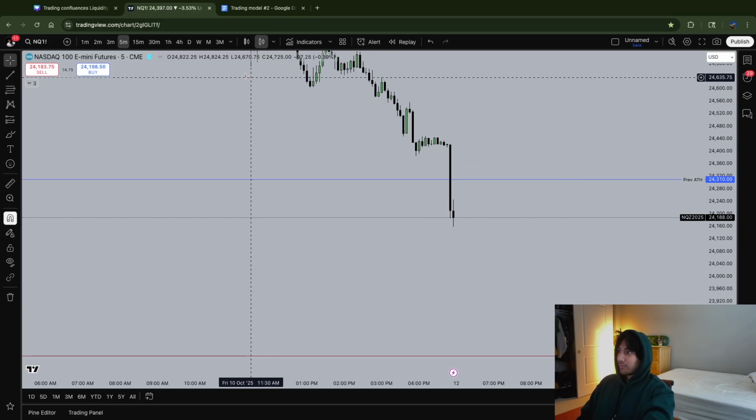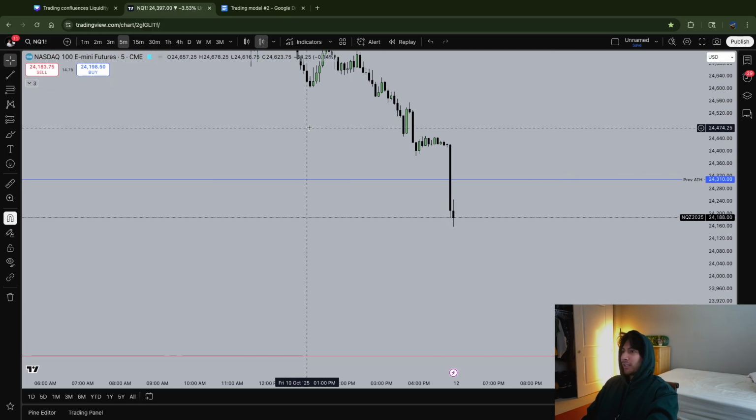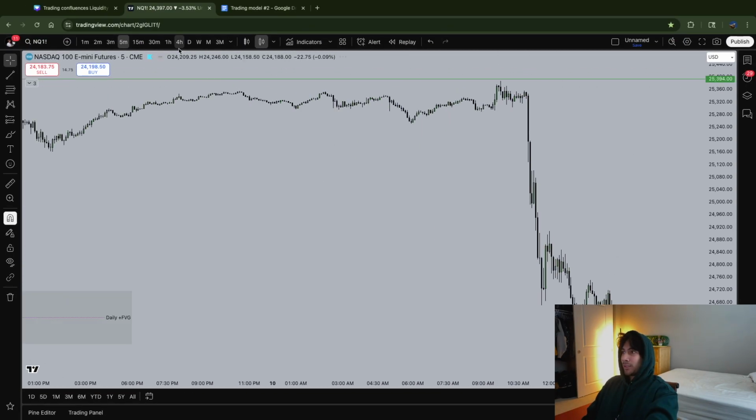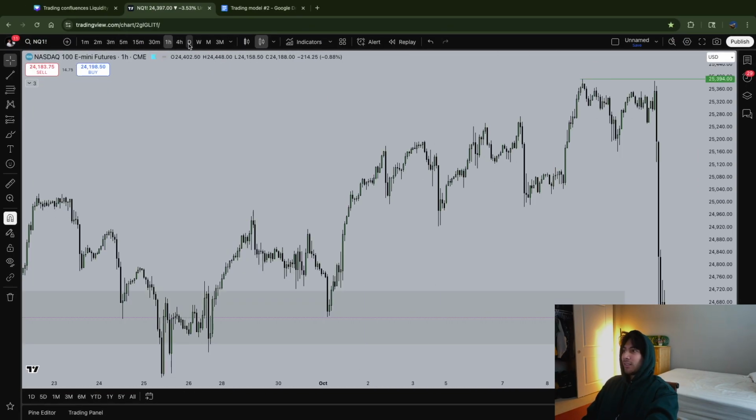So that is it for liquidity. Hope that was helpful. I bet liquidity is probably the easiest concept to understand, right? I mean, we're just looking at highs, lows, highs, lows. Is it premium or discount liquidity? Meaning, is it buy side or sell side? Well, I don't know. Is it on the high or is it on the low?